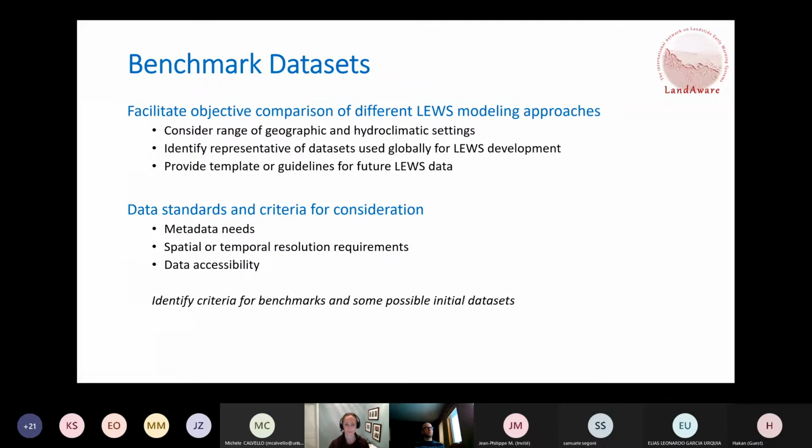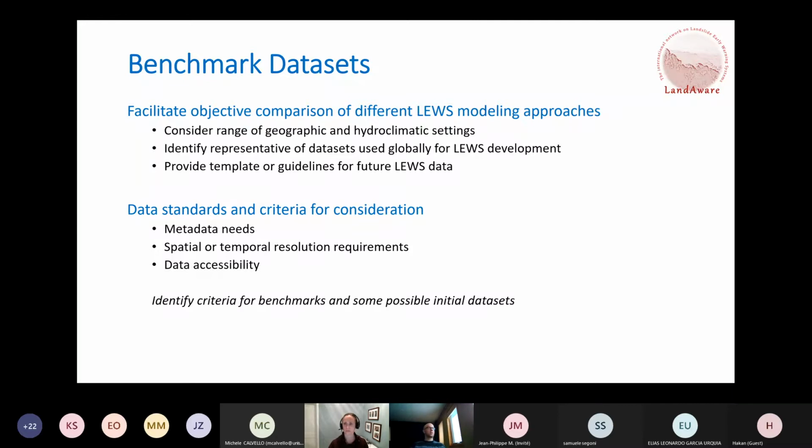So to go to the next topic, which maybe will not be the main focus of this working group, but I think is an important subset, is having some benchmark data sets, or identifying some data sets and certain criteria for data sets that would allow objective comparison of different landslide warning system modeling approaches. There are more and more approaches being developed, and again, everyone's working with their own data set for their own particular problem. But there isn't a set of benchmark standards, and that can't really be developed without a set of benchmark data sets.